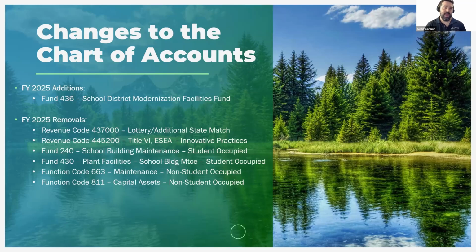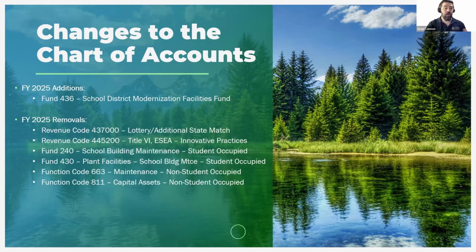So as soon as you add Fund 436 to your budget account setup on the budget program, AB report is going to recognize that fund automatically as being a new and valid fund. So that's nice. And then for fiscal year 25, there's also a number of removals that are happening.